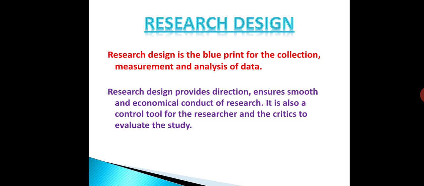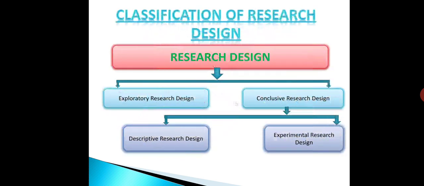So it means research design gives direction to the study. It ensures that the research is economically and smoothly conducted. It helps a researcher in deciding the relevant and irrelevant facts. It acts as a tool to control the level of accuracy desired and also gives a tool in the hands of critics to evaluate the projected study. So I hope the meaning of research design is clear to all. Let's move on to its classification.